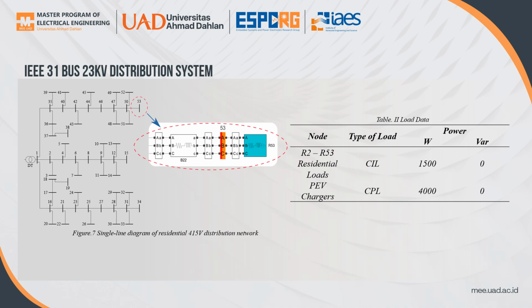type. And in the later cases, we have added PEV chargers to 50% of the consumers, that is 26 loads, which are constant power load types. Constant impedance load, we have considered it to have a power of 1500 watt at unity power factor, and constant power loads, we have assumed it to be 4000 watt.